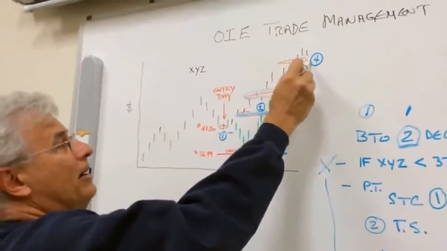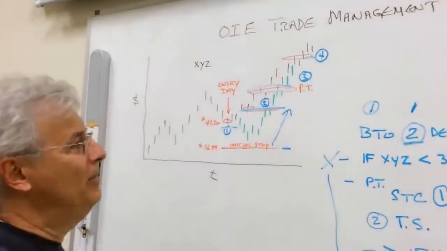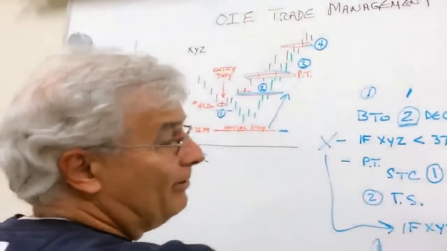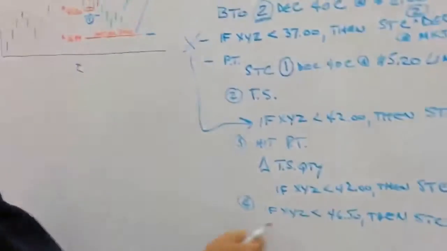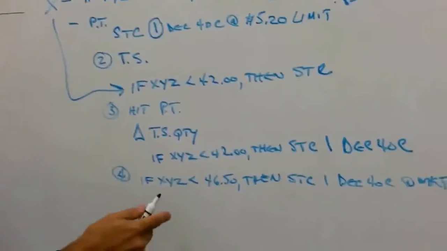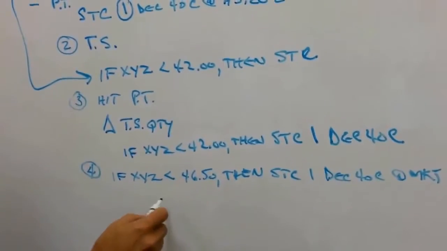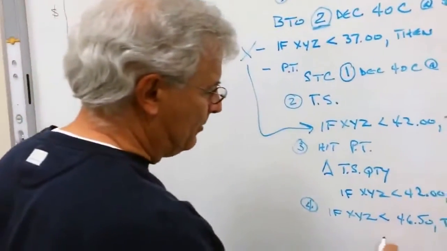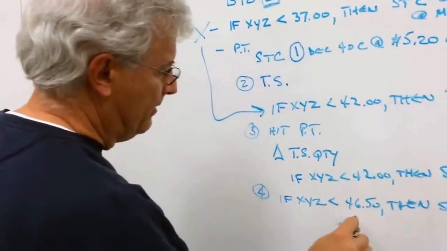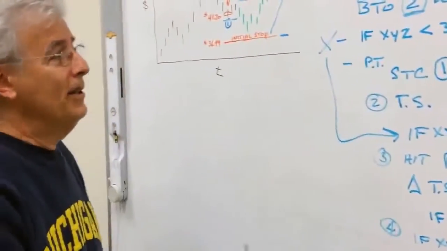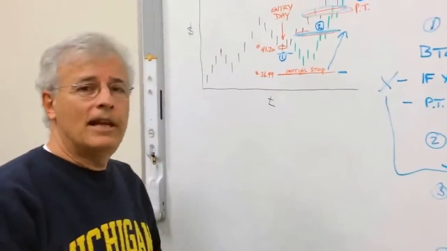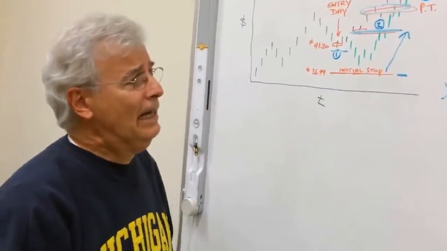If you get stopped out here, you're very happy because, well, you sold half at 5.20 at the profit target with the stock at 46.50. The price of that option, remember, there's still a lot of time value left in this option. It's probably going to be more like $6.50 for that second half position. So this is how you manage a trade. This is how you sell half position.